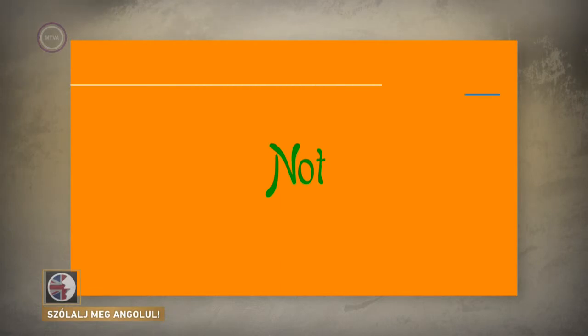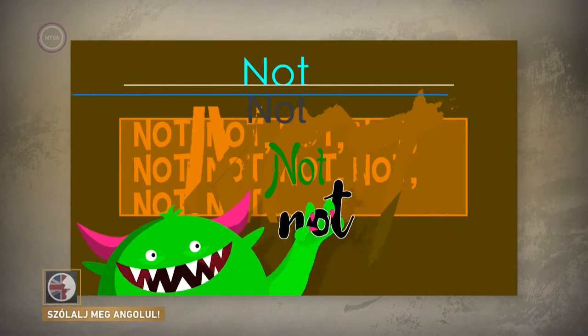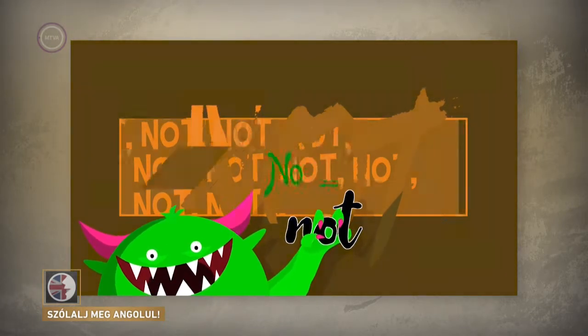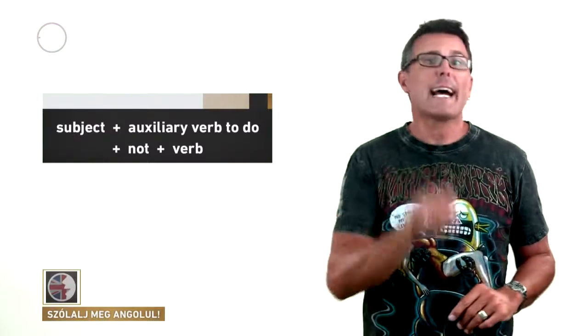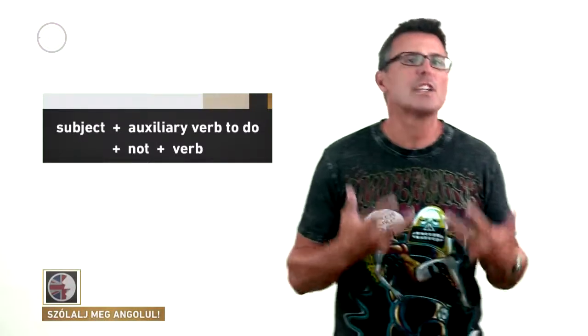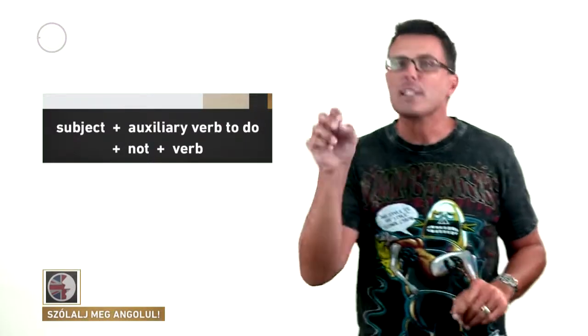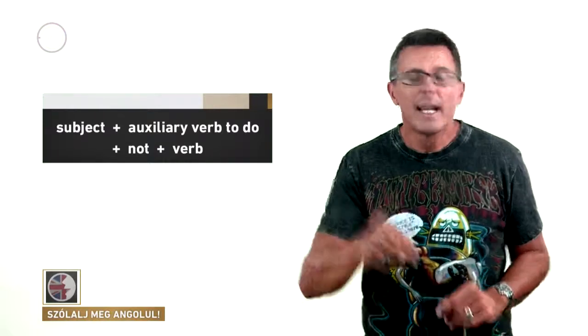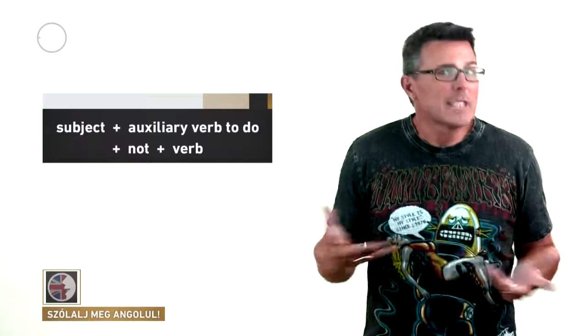What word is that? Not. Correcto mundo, planet 51. Okay, so we start with the subject, then add the verb to do, then add not, and yes, we all prefer the short, abbreviated version, so we normally abbreviate do plus not to don't, and does plus not to doesn't. After that, what comes next?